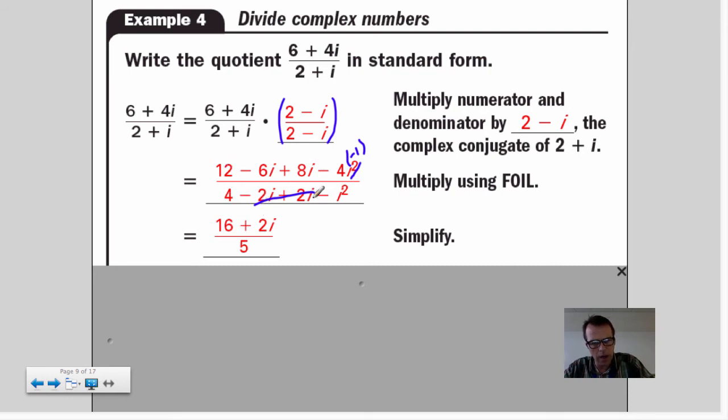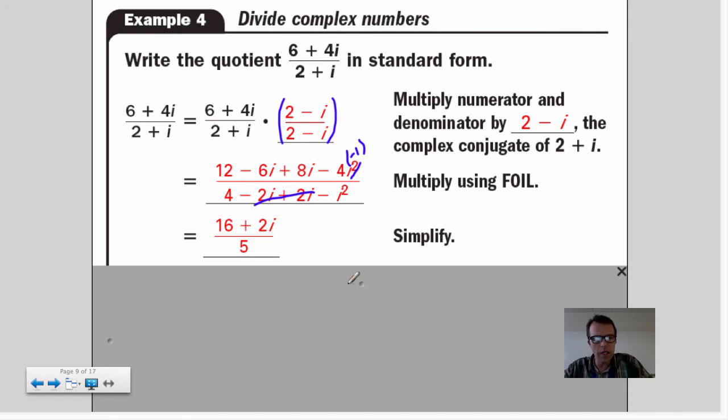And then the bottom here, these middle terms canceled. 4 minus i squared is the same as 4 plus 1. Do you agree? i squared is negative 1. Negative 1 times negative is positive. Positive 1 plus 4 is 5.